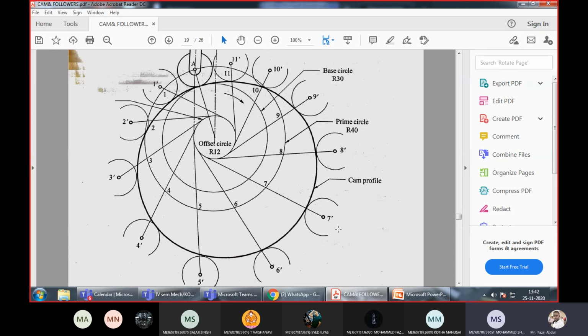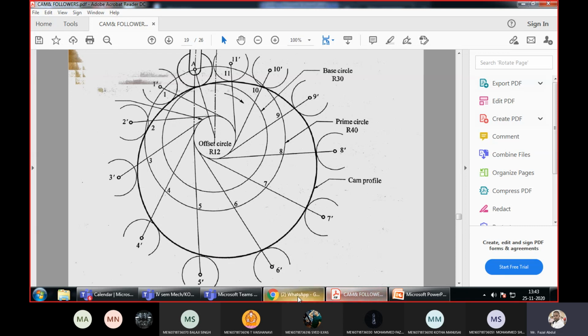After completion of your drawing, you send me one pic. Because the second point is coming outside the prime circle, sir. But in this diagram, while drawing the cam profile, the second point is inside the prime circle. That's why I'm confused whether he's taking the points from the base circle or the prime circle.